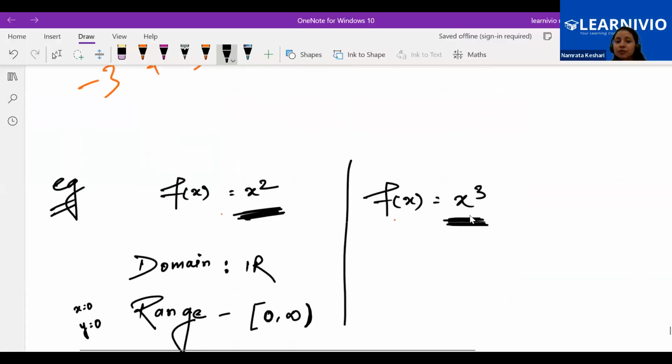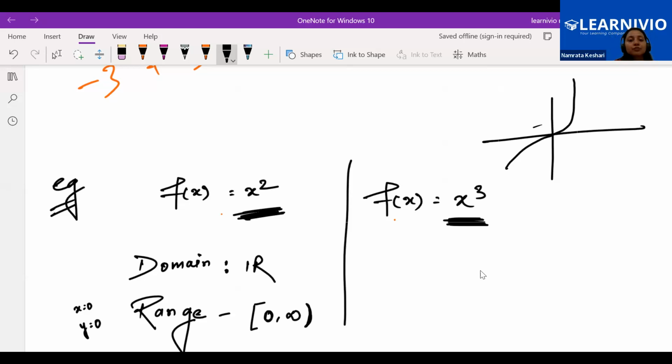You can take any few numbers: x as 1, x as -1, x as 2, x as -2, and you can check in rough work how exactly the graph is going. You have to memorize the graphs also over here. Okay, the cubic function's graph looks like this.